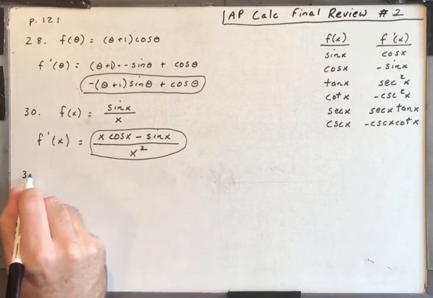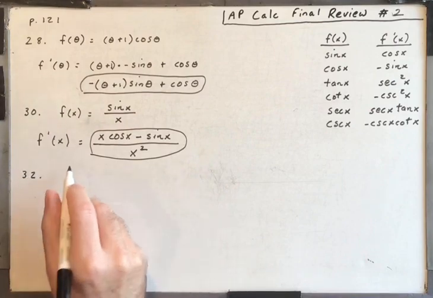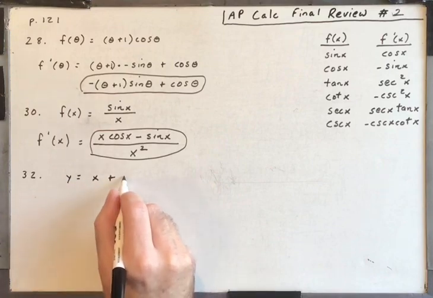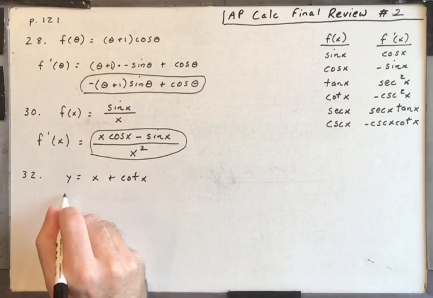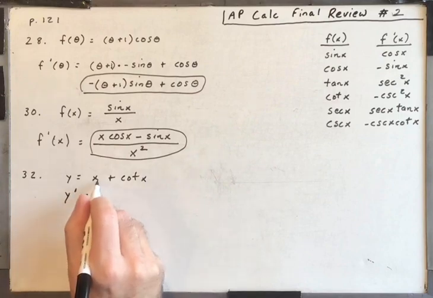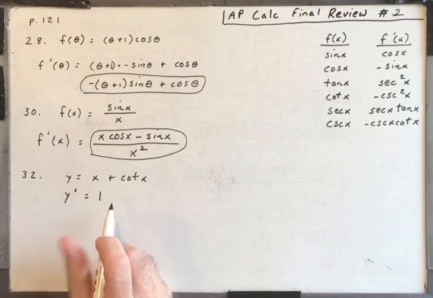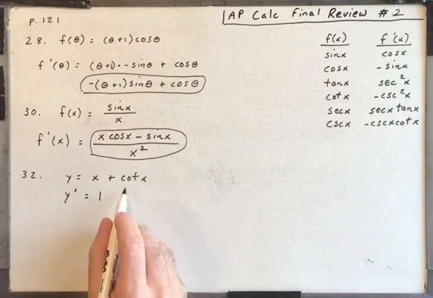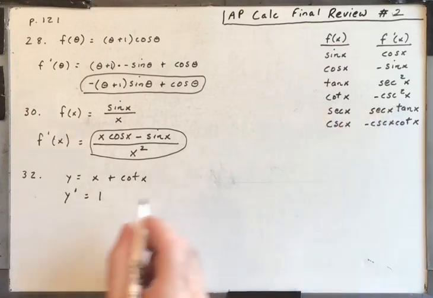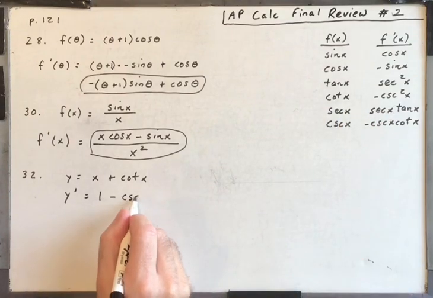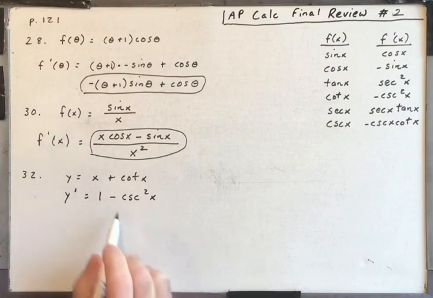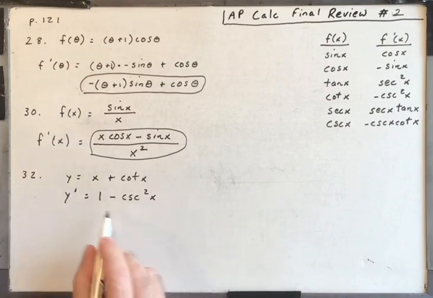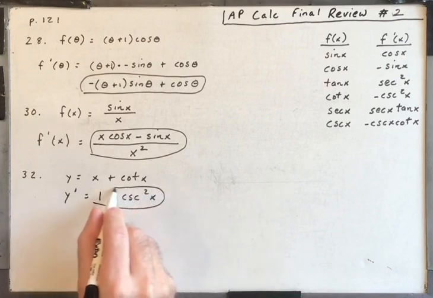Let's try 32. We have y is equal to x plus cotangent x. So y prime would be derivative of x is 1. Don't forget and take the antiderivative, make that 1/2 x squared. You got to remember what you're doing here. Derivative of cotangent is minus cosecant, so minus cosecant squared x. I believe there's an identity where we could call that something else like cotangent squared x, but don't worry about that. This is fine with me.